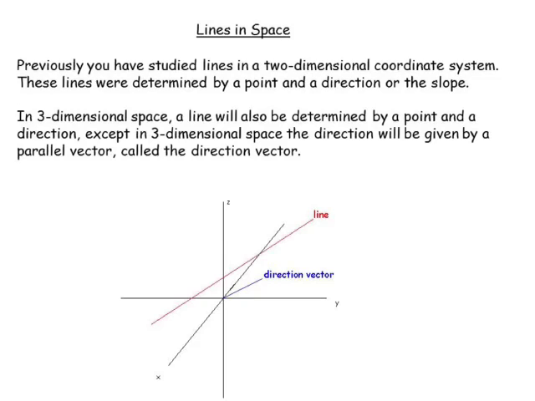So when we discussed lines in a two-dimensional coordinate plane, we graphed them by finding the y-intercept, finding the slope. When we're in 3 space, slope is a little bit more complicated. So instead of finding what we think of as slope in two dimensions, we're going to go ahead and use a direction vector to help us graph our line.